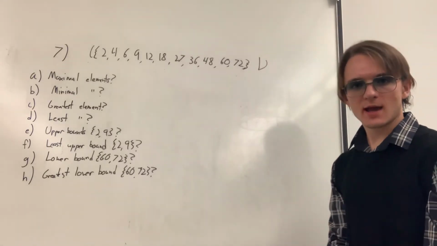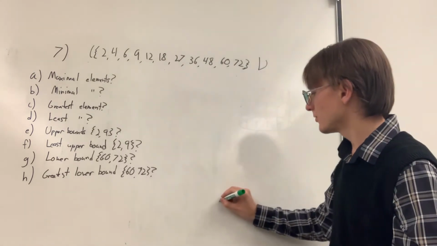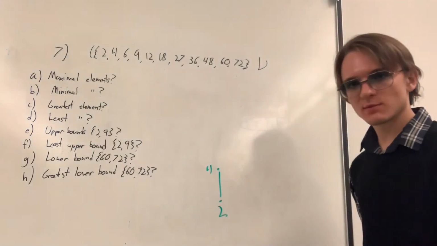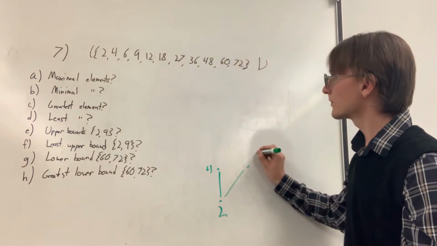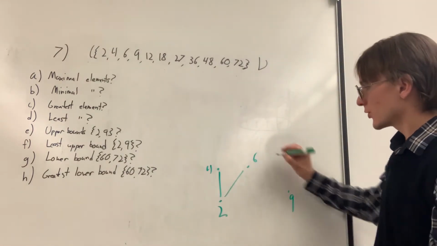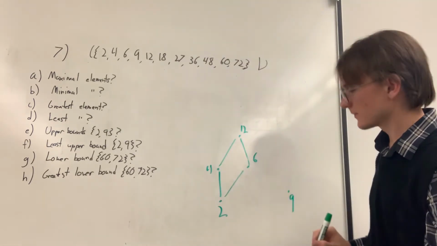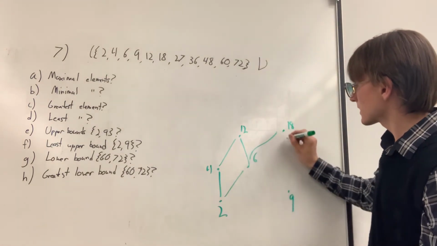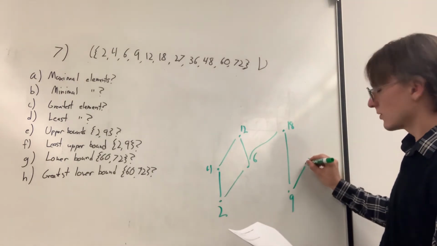So let's create a hash diagram for this poset and answer the following questions. 2 is on its own. 4 is divisible by 2. 6 is also divisible by 2. 9 is on its own. 12 is divisible by 4 and 6. 18 is divisible by 6 and 9. 27 is divisible only by 9.